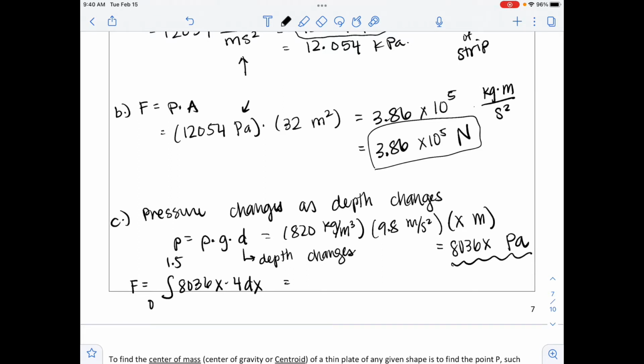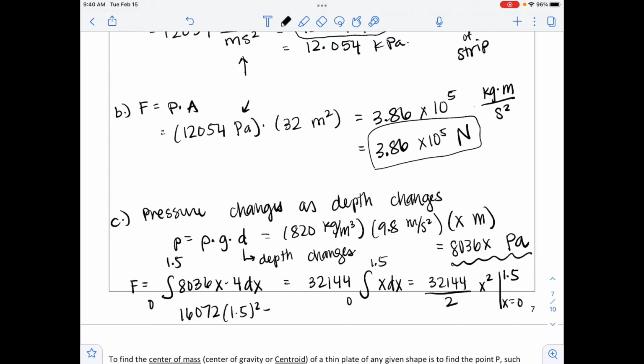And so rewriting this, we have 8,036 times 4, which is 32,144, times the integral from 0 to 1.5 of x dx, which is now going to be 32,144 over 2 times x squared, evaluated from x equals 0 to 1.5. And so substituting this in, we have 32,144 divided by 2, which is 16,072, times 1.5 squared, minus substituting in 0 is just 0. And then evaluating this, we get 36,162 newtons.